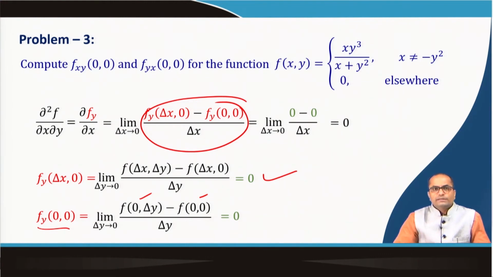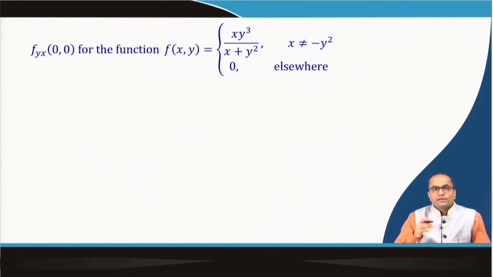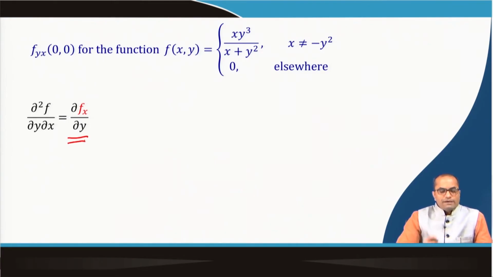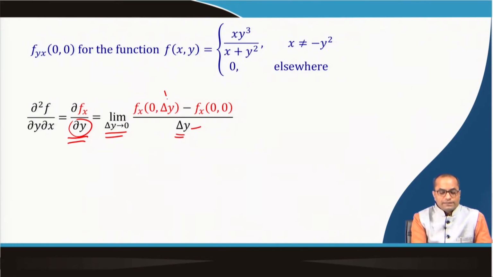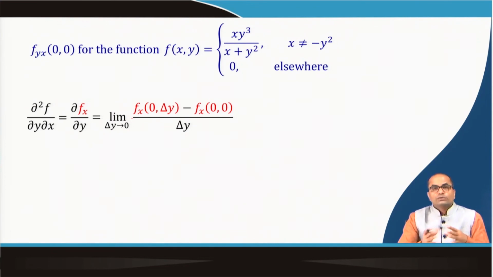Now, we compute ∂²f over ∂y∂x. So, for ∂²f over ∂y∂x, we have now ∂f_x over ∂y, and as per the definition, with respect to y means we have the limit Δy goes to 0, and here we have this Δy, the variation will be also in y. So, Δy and minus 0, the first argument will be as it is, 0. So, we need to compute this f_x(0, Δy), we have to compute f_x(0, 0) to compute this limit.